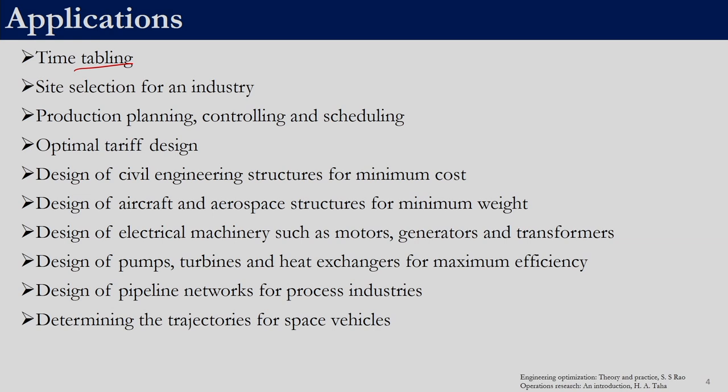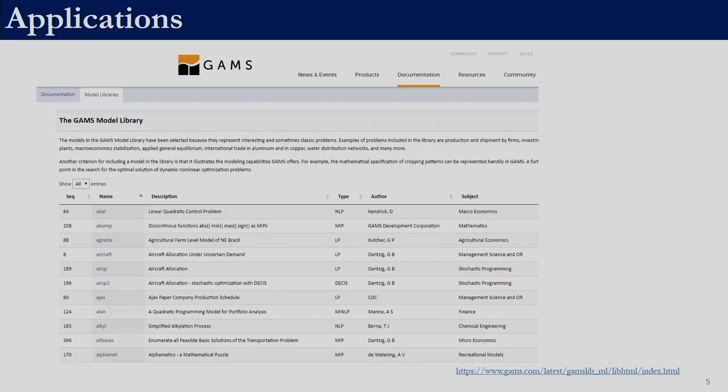Another common application is site selection, right? So if you want to establish an industry, you have a lot of options to establish the industry. So you need to decide where you want to establish the industry. Depending upon the industry, a large number of factors will play a role in how we decide the optimal location of an industry. Optimization is also widely used in production planning, controlling, and scheduling. It is used in tariff design. And these are some engineering applications of optimization. You can also look into various other applications, right?